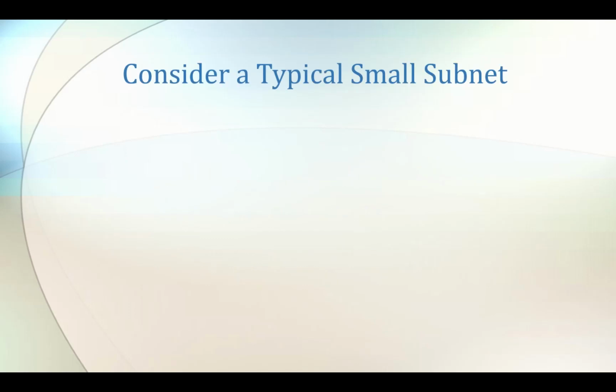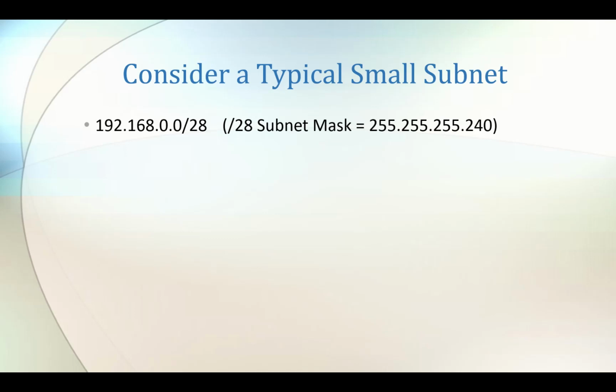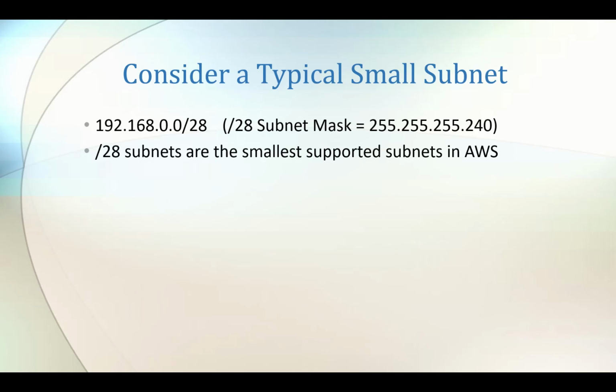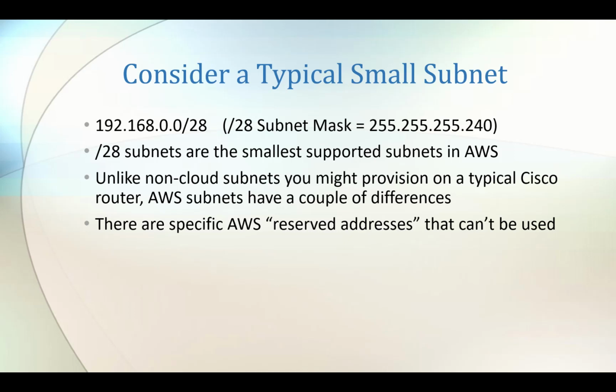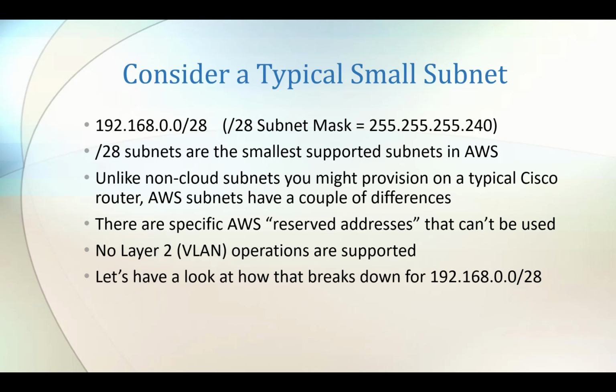Let's consider a typical small subnet, 192.168.0.0/28. A /28 subnet happens to be the smallest supported subnet in AWS. Unlike non-cloud subnets you might provision on a typical Cisco router, AWS subnets have a couple of important differences. There are specific AWS reserved addresses that can't be used, and no Layer 2 or VLAN operations are supported within an AWS VPC subnet.